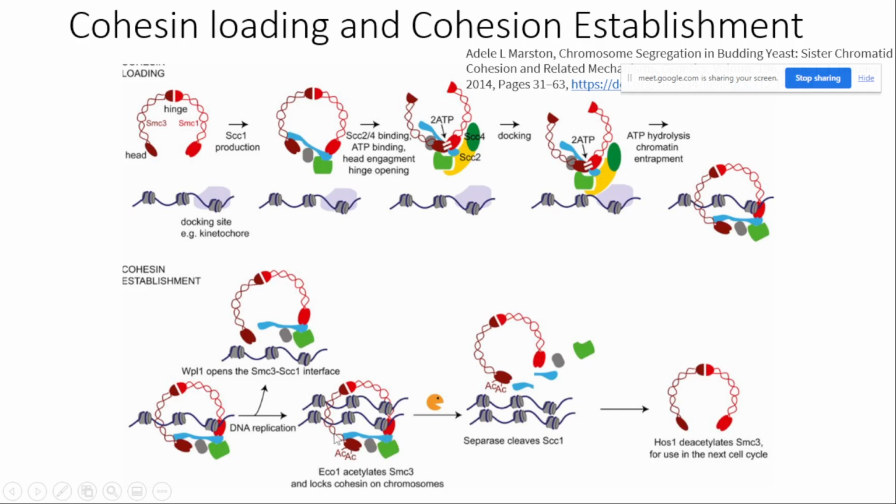So it will be locked even in the presence of WPL1. That's how this negative regulatory effect of WPL1 is prevented by this Eco1 acetylation. So in the presence of Eco1, even if WPL1 is present, the cohesion will always be established.